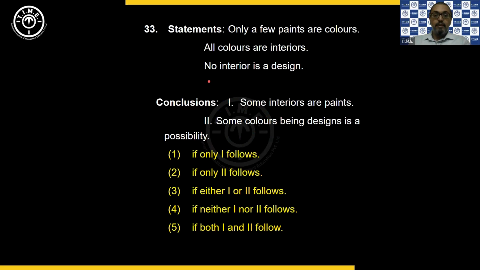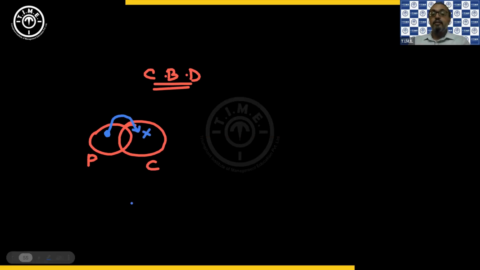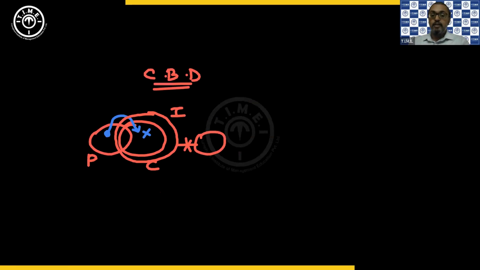Now again, let's take the combined basic diagram. We have only a few paints are colors. So that means there should be some paints that are never inside colors. Correct? And then we have all colors are interiors. All the colors are interiors, and no interior is a design.